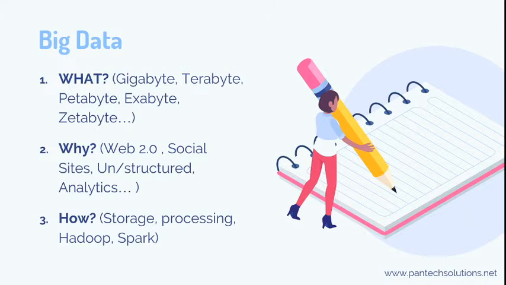And then how. How can we manage data? By storing and processing it using Hadoop or Spark. Hadoop is also efficient software for saving such big data, but nowadays we are using Spark. Spark is an update of Hadoop.